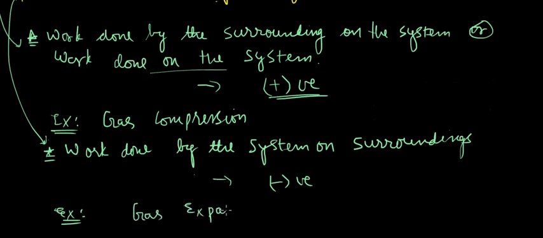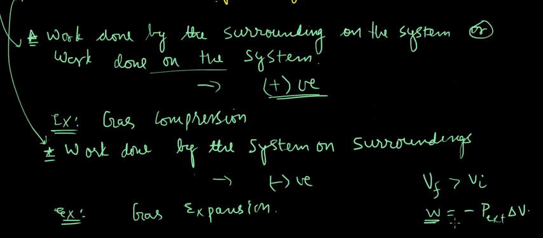Suppose again the system is doing some work on the surroundings, so as a result it would be expanding, so Vf would be greater than Vi. As we know that W is minus P into delta V, hence delta V would be positive, hence W would be negative.